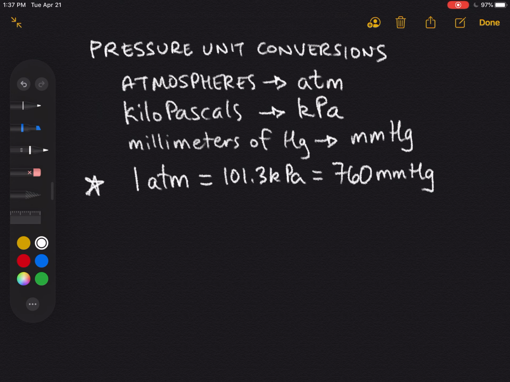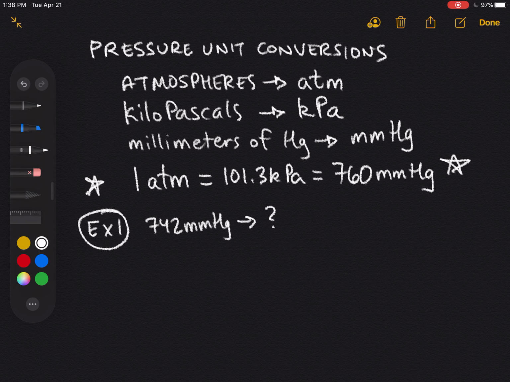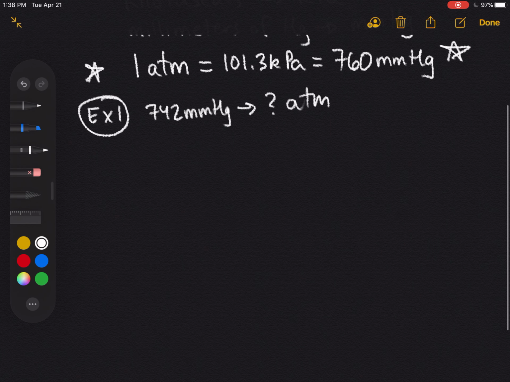All right, and now that we know what is equal to what, we can start to work out some unit conversions. So I'm going to work a couple examples and then call it good. So in my first example, example 1, let's say that I have 742 millimeters of mercury, and I want to know, well, how many atmospheres would this be? Because I know what is equal to what, I should be able to put together a conversion factor and do this math. Okay, so I have 742 millimeters of mercury.